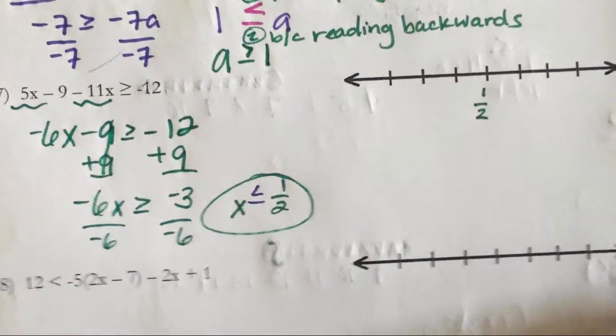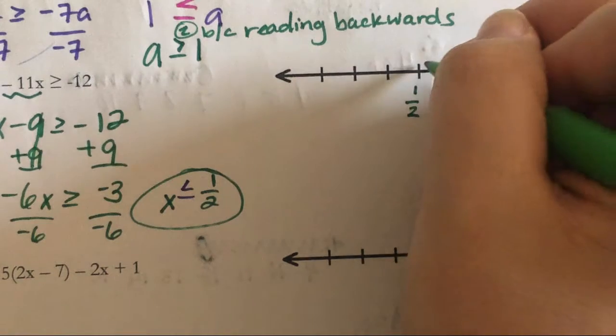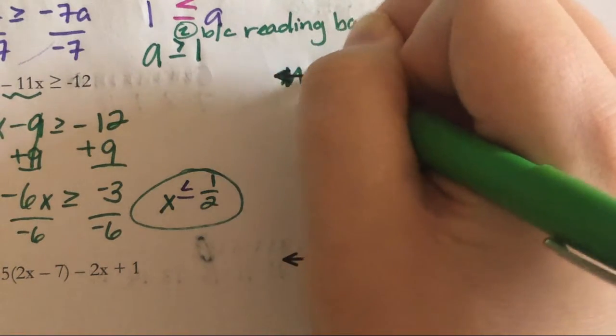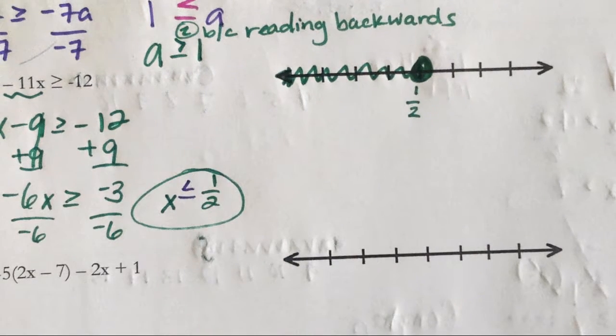So to be honest, I'm going to be super lazy on this one. Just put the 1/2, fill in the circle, shade to the left. If you want to add in more stuff, you can. Miss Cobden is somewhat lazy. Somewhat. Is everyone good on number 7?